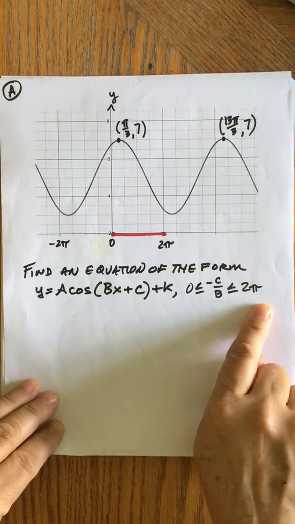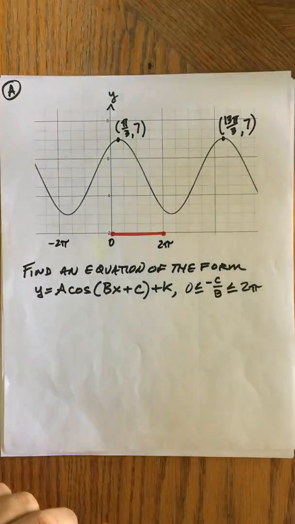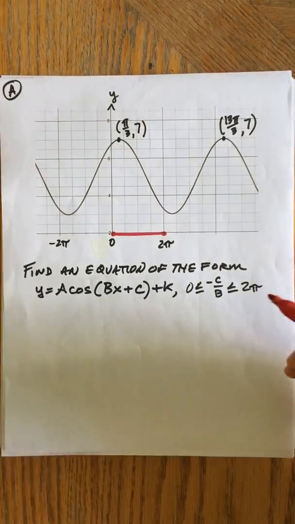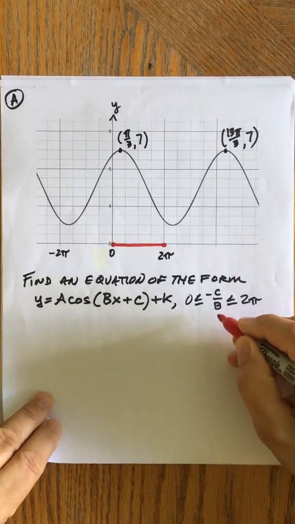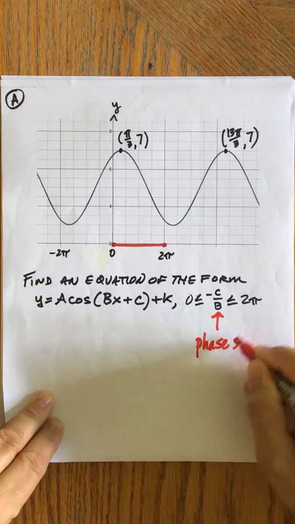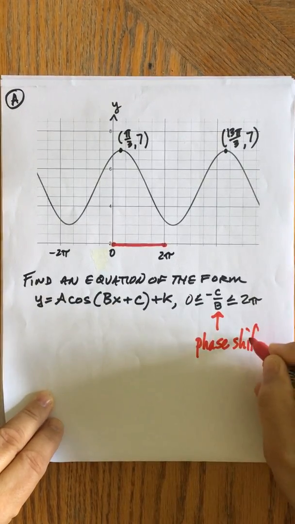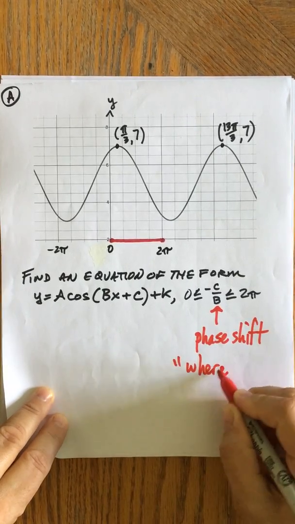And so that's where they tell you this right here. They say that the phase shift, this is what this is, this negative C over B, is the phase shift. In English, it's where the wave begins.